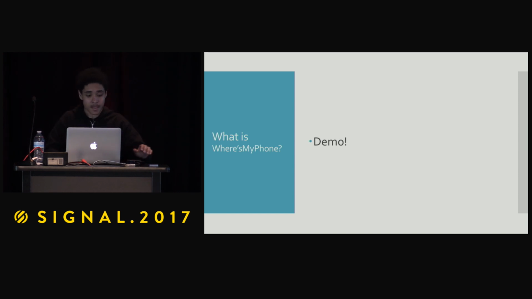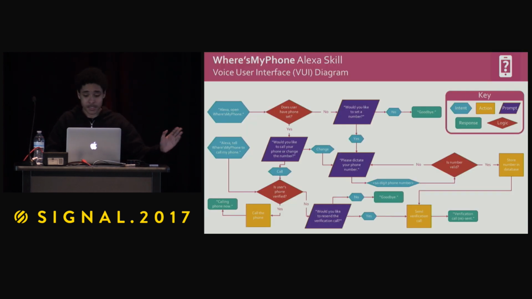Okay. When you're developing Alexa skills, it's often helpful to create a voice user interface, or VUI, diagram to help illustrate the flow of your skill in a visual form. This is the one that I made for the Where's My Phone skill. I actually made this after the skill for this presentation just to help illustrate, but it's often helpful to create one before developing your skill and maybe modify it while you're working on the skill.